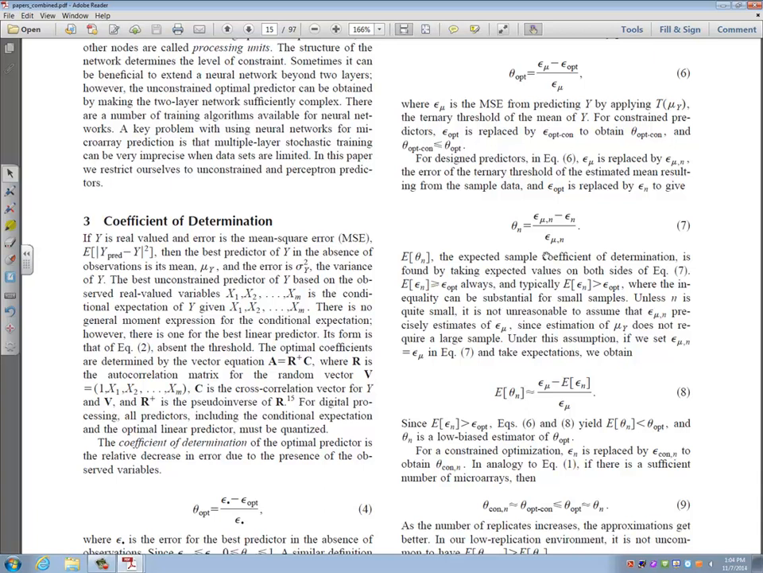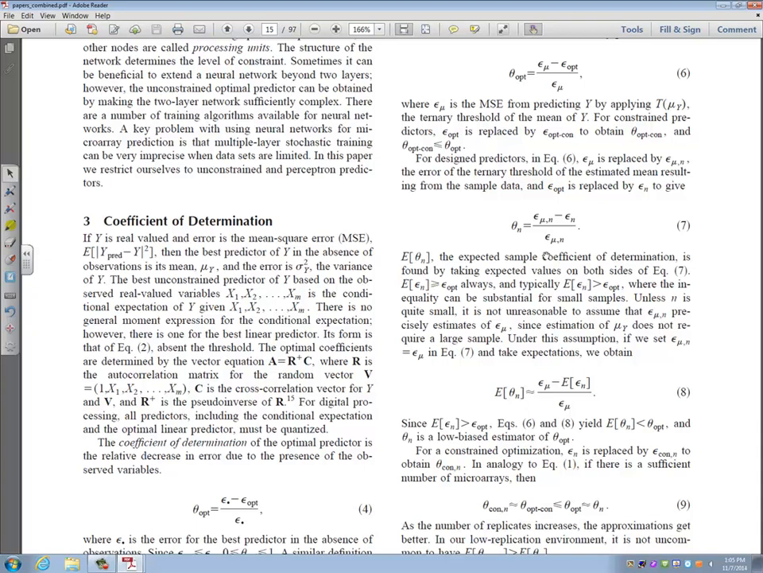So if y is a real valued random variable and let's say the error that you're using is the mean square error, then the expected value of |y predicted minus y| squared is the criterion that you're using. Then the best predictor of y in the absence of any observations is its mean. We know that. I already proved that in the last lecture. And the error of that best predictor in the absence of any observations is basically the variance. I showed that to you.